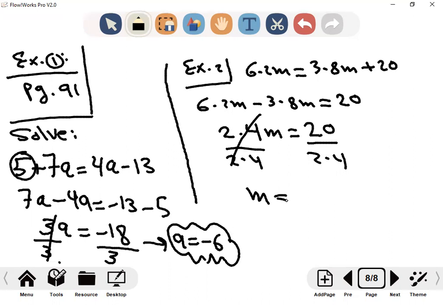M will be negligible. As 8.3. ما في داعي.